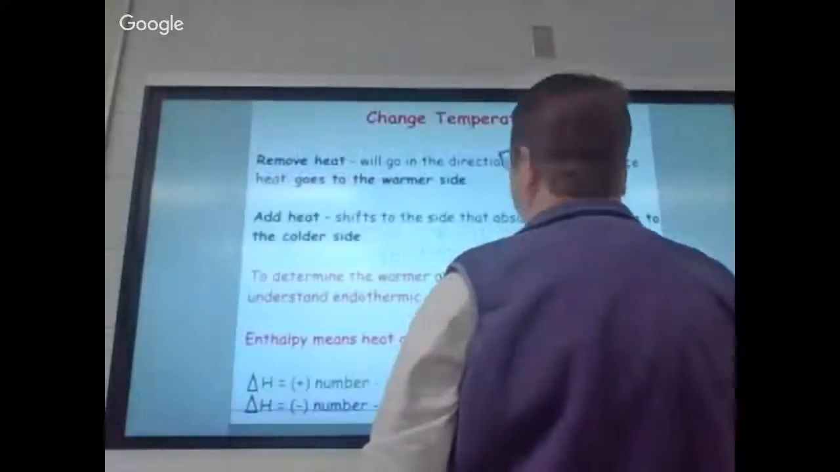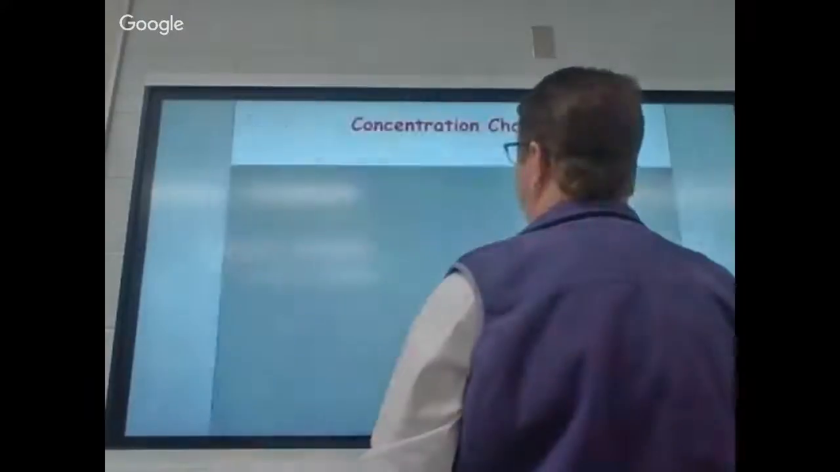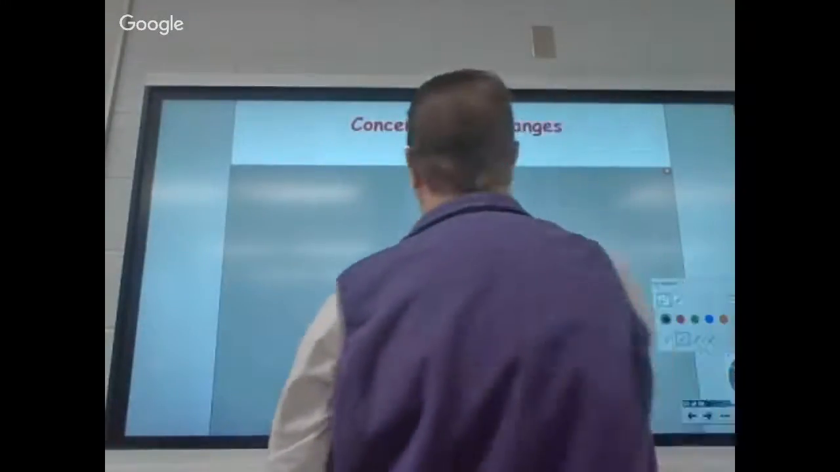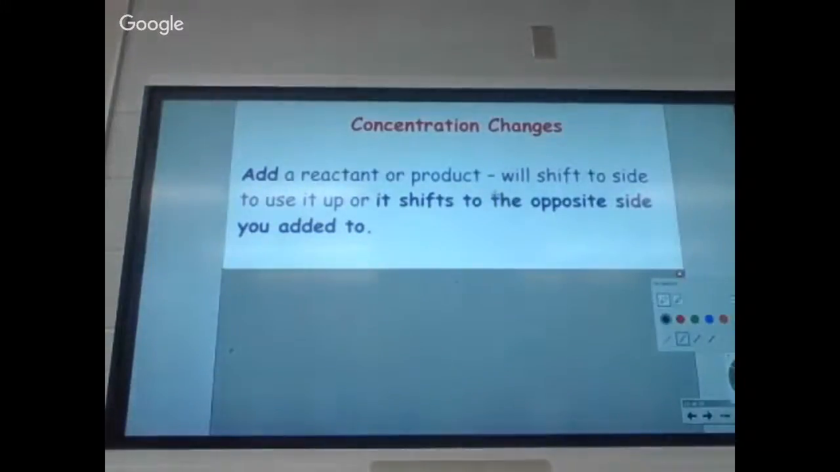It's concentration. This is the one I always start with, and students have told me I was an idiot. So I don't start with concentration anymore. Is this a really hard one? No, I don't think it's hard. It's one I always start with.